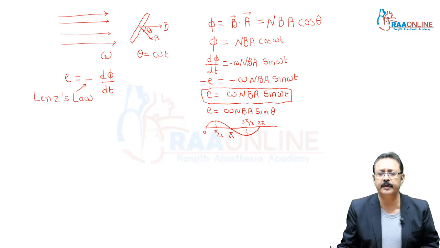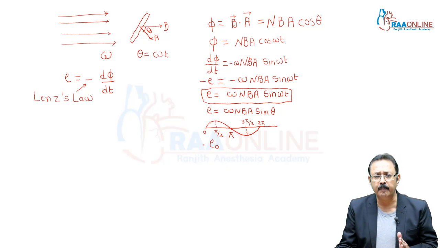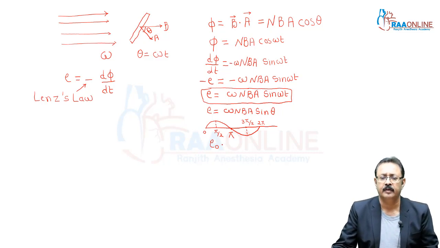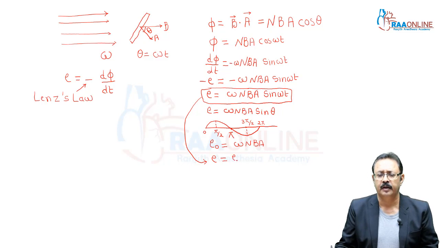When we choose theta as pi by 2, E will be maximum. Maximum value is known as amplitude of EMF, maximum value of induced EMF. So what we will get for E naught? Omega N B A. If we put the value of E naught in this expression, what we will get? We will get E is equal to E0 sin omega t.